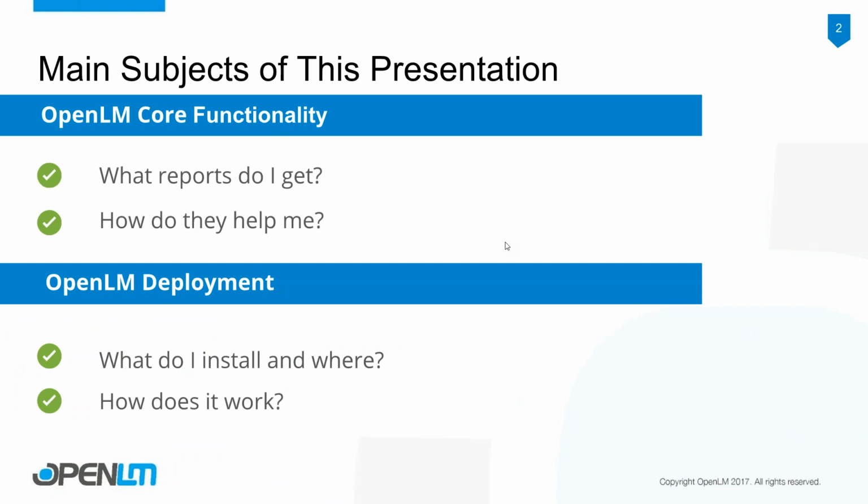First, we'll talk about the core functionality, the functions that you get in the basic product without any extras. I'll show you what reports you get, and explain how they can help you. After that, I'll show you how it's deployed, what you install on your network, and how it all goes together. After everything, I would like to have a short demonstration session and show you all the reports live.